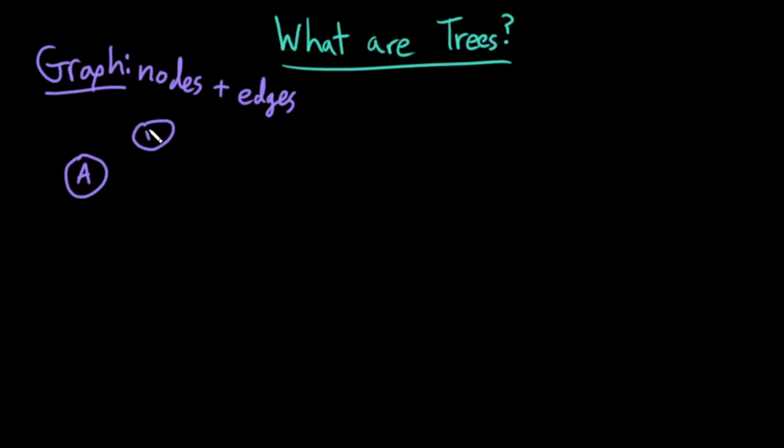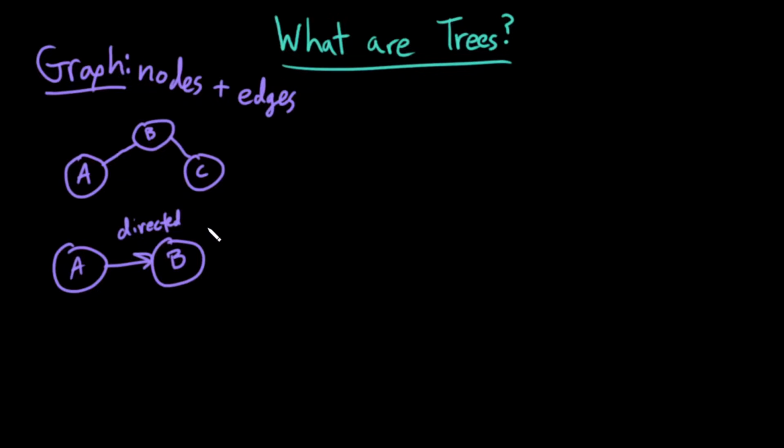So for example, here's a simple graph. Let's say I have nodes A, B, and C that are all connected together, or that have some connections between them. A, B, and C are my nodes, and there are edges or links that are connecting these pairs of nodes. With graphs, edges can either be directed, so I can have an edge that has directionality. This would be a directed edge. And you can think of a directed edge like a one-way street.